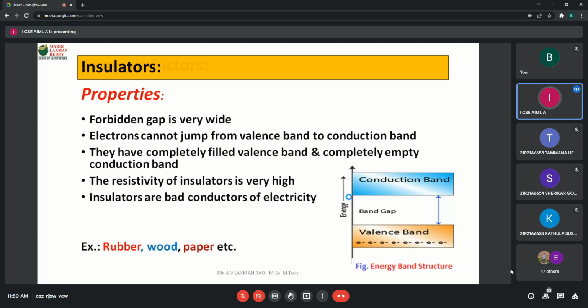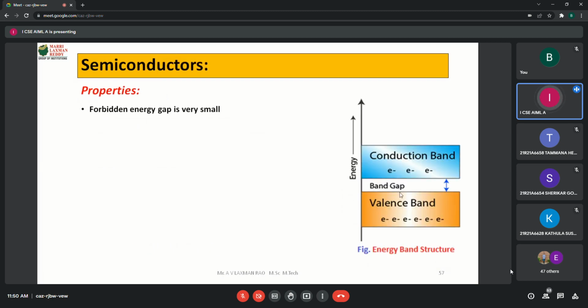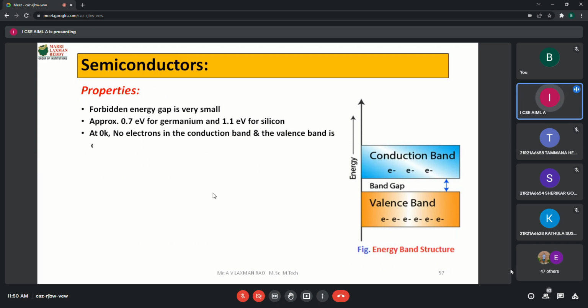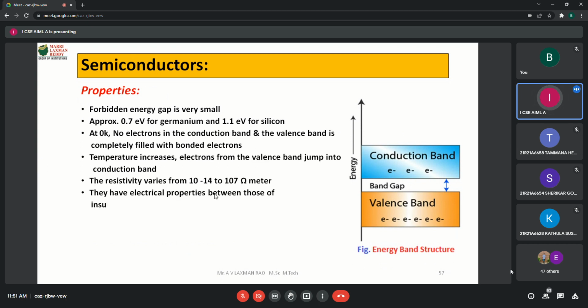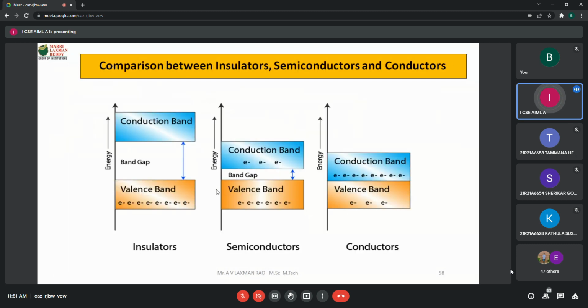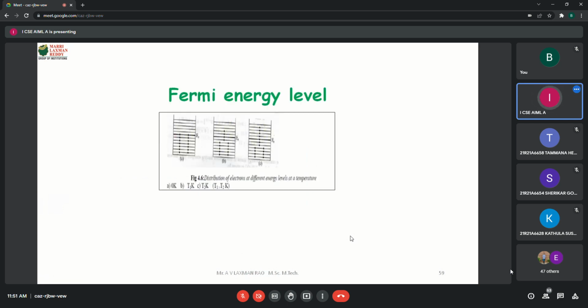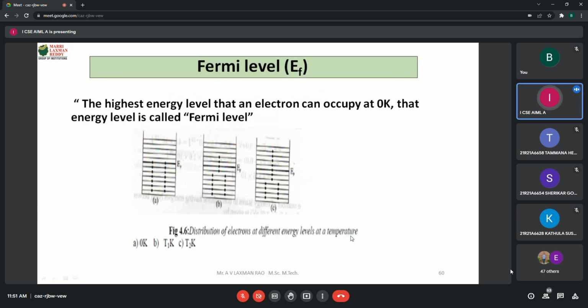Next, semiconductors. What are semiconductors, their energy band structure and important properties? Classification of materials, and some examples are also given. For comparison, we can compare them all together: insulators, semiconductors, conductors. Diagrams are important there. Okay, Fermi energy level, you already know the definition.